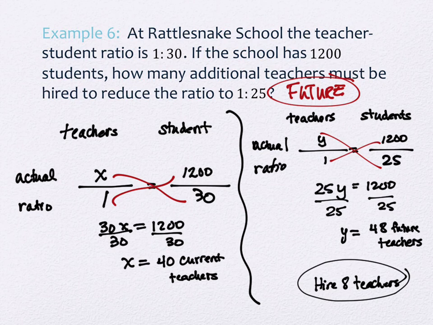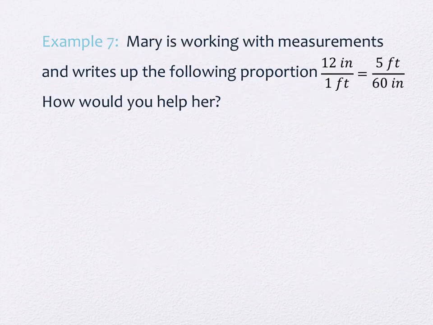Okay, these last couple are the connections kind of questions, right, where we're making some sort of an application, observing student work, that sort of thing. So here we have a student, and she's written up a proportion. Mary is working with measurements, and she writes up the following proportion. 12 inches over 1 foot is equal to 5 feet over 60 inches. How would you help her?